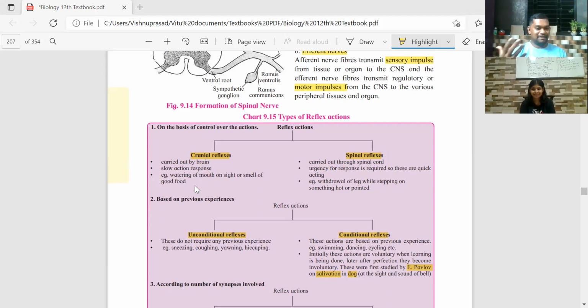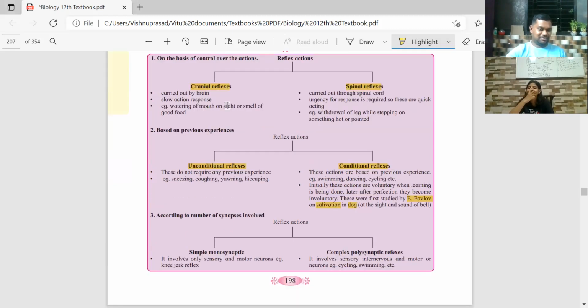Something is being prepared in the kitchen, you get that delicious aroma all over the house, and you are hungry. So what happens? Automatically you will have mouth watering. That happens because of cranial reflex. Action पे control है, ये brain का है, spinal cord का नहीं. We are talking about normal human beings anyways. Understood this?